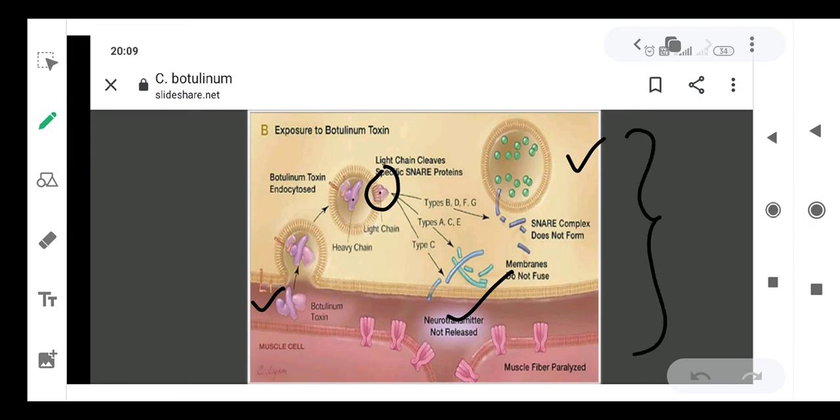So for this class, we have studied up to the pathogenesis. We have studied what Clostridium is, its morphology, its various characteristics, its mechanism and pathogenesis.